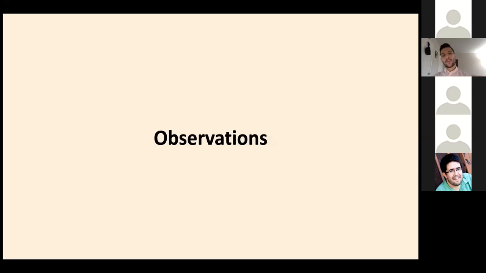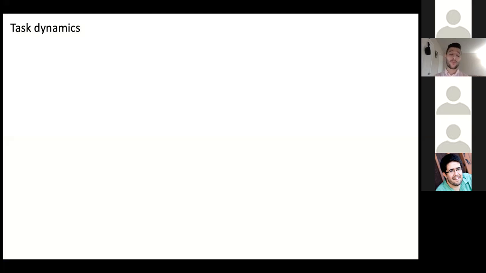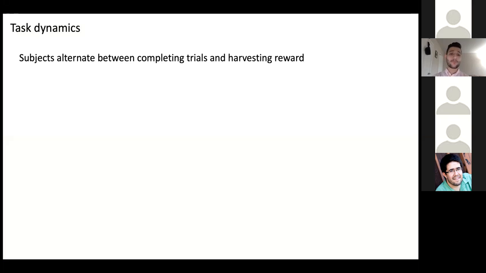Now, here are some observations of some of the cells that I've recorded from in the cerebellum. First of all, let's just talk about task dynamics. What is the animal doing when it's doing the task? So this is marmoset behavior during our tasks. The subjects will typically alternate between completing trials and then harvesting rewards. So they bite, and this is really up to them to choose. We don't put any constraints on when they can make saccades and when they can lick for the food tube.